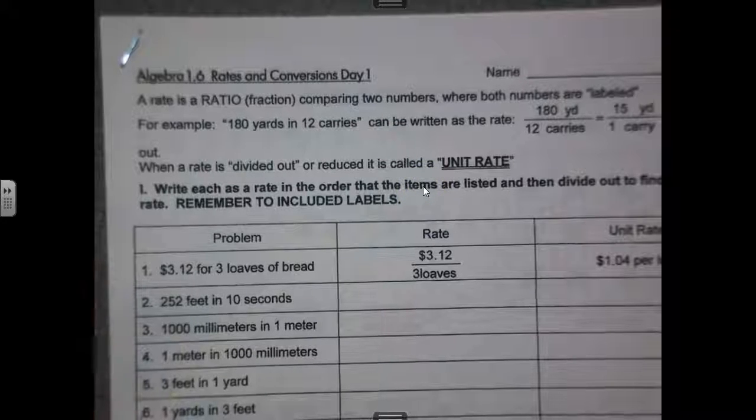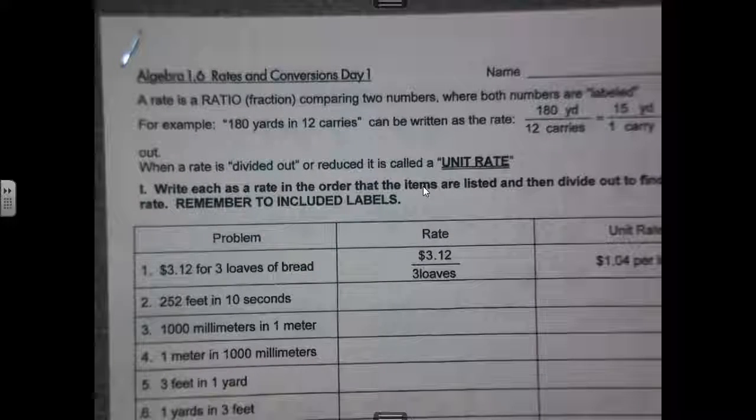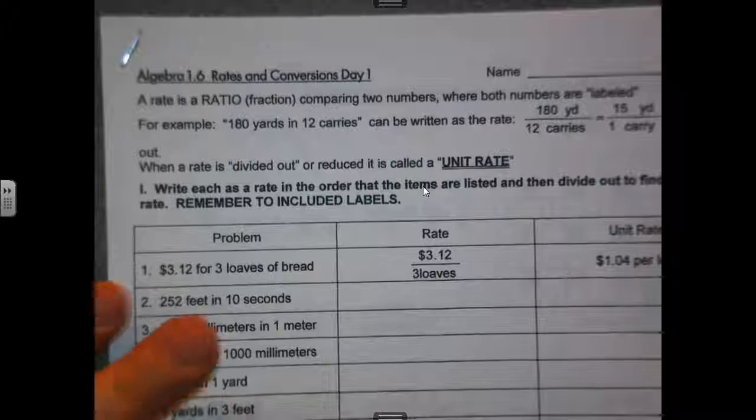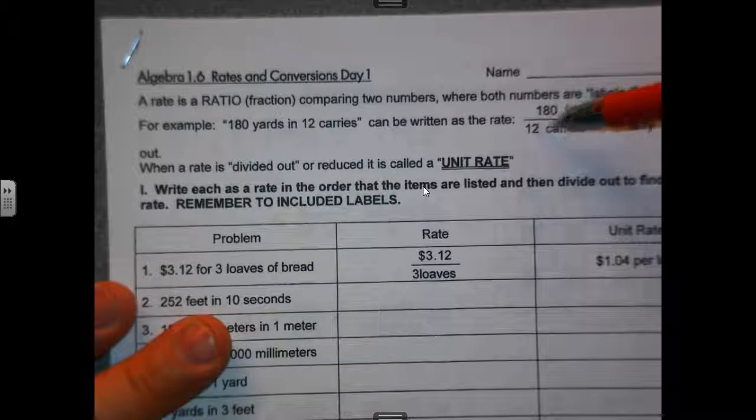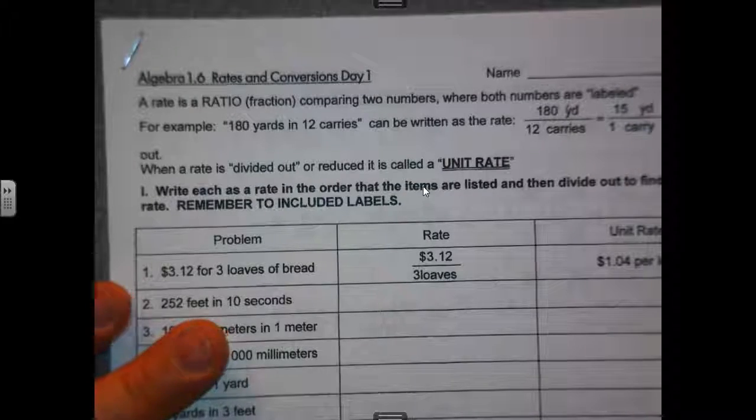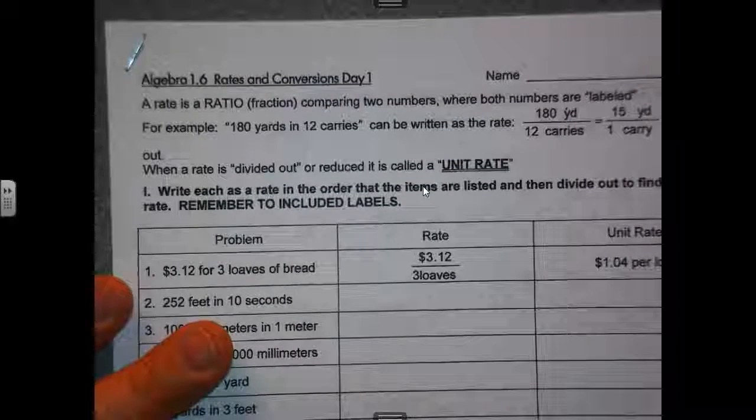Okay. 1.6, rates and conversion, day one. A rate is a ratio or a fraction, 2/4, 2/3, that's a ratio. Comparing two numbers where both numbers are labeled. For example, 180 yards and 12 carries can be written as the rate 180 yards for 12 carries. Now, a unit rate is going to be when you have a single unit in the denominator.